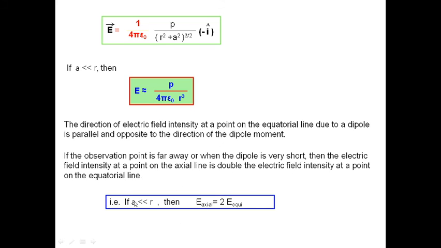Show that for a short dipole, the electric field due to the dipole on the axial line is equal to 2 times the electric field due to the dipole on the equatorial line. We already calculated the value on the axial line. On the equatorial line we get p upon 4 pi epsilon naught r cube. On the axial line it is 2p upon 4 pi epsilon naught r cube. So that is 2 times the electric field on the equatorial line. So memorize this relation from the examination point of view also.